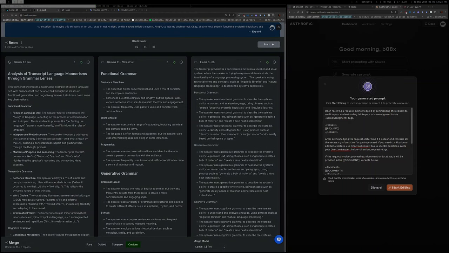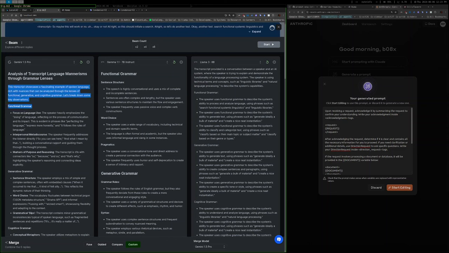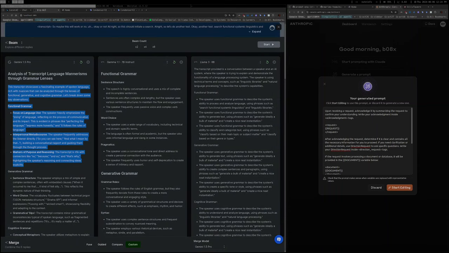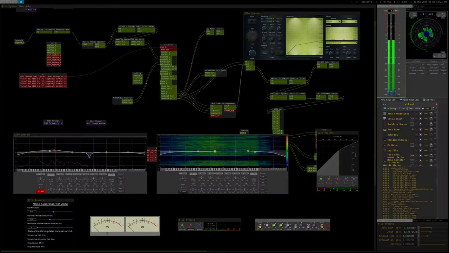I enjoy the way Gemini phrases these analyses, as it always does so in a moderately respectful yet flattering style, which is tremendously beneficial to my overall self-esteem. This transcript showcases a fascinating example of spoken language, rich with nuances that can be analyzed through the lenses of functional, generative, and cognitive grammar. Let's break down some key observations.